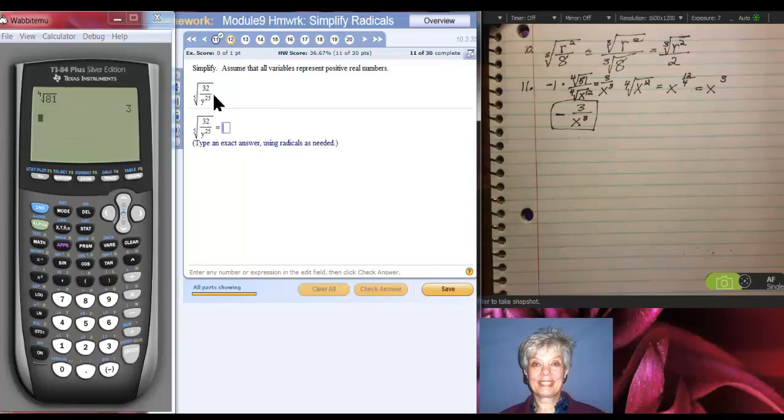Now, I happen to know that the fifth root of 32 is 2, but you probably don't know that. So let's go ahead and work this out.